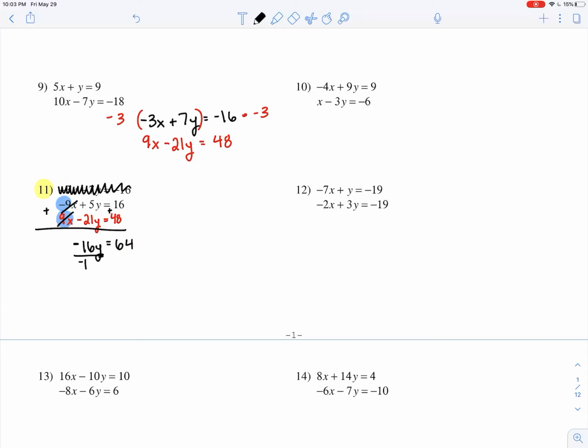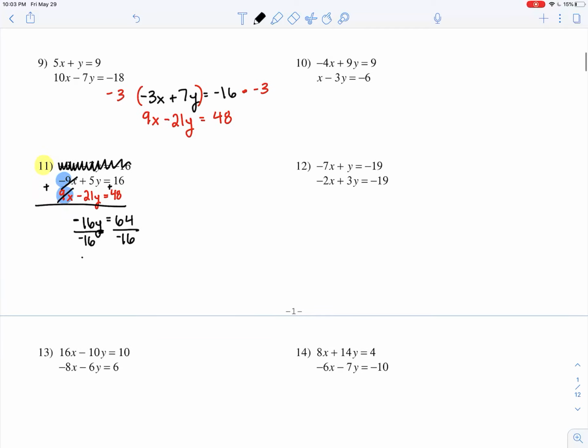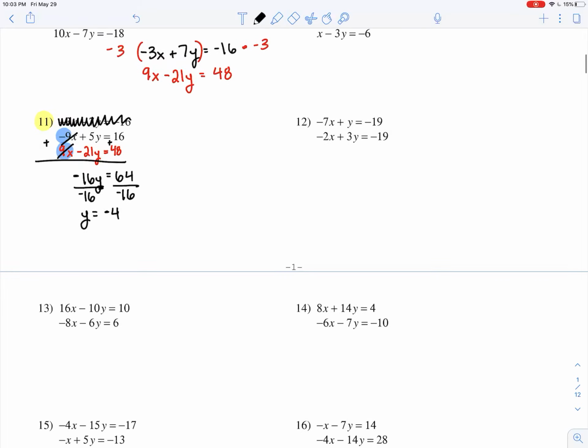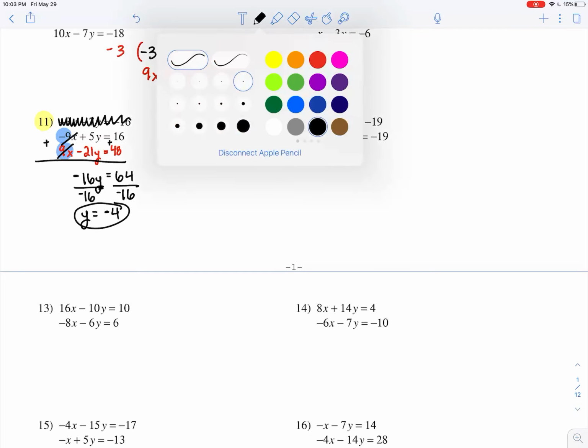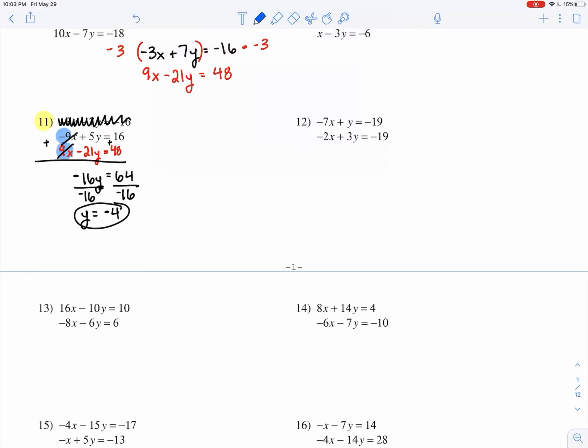Then we go ahead and solve for y. I'm going to divide both sides by negative 16. So y is equal to negative 4. And there we go. Now I'm going to take this y value and plug it in for y in one of the equations. I'm going to write in blue here. I'll plug it into the equation negative 9x plus 5y equals 16, but instead of writing 5y, I plug in my negative 4.